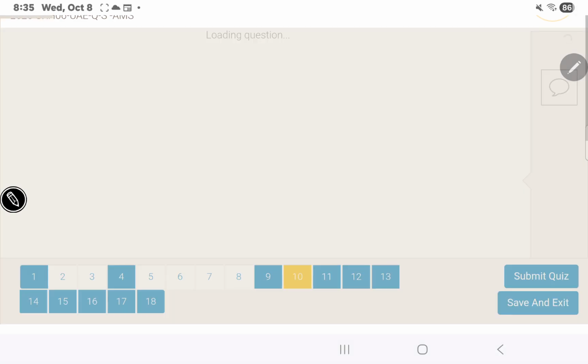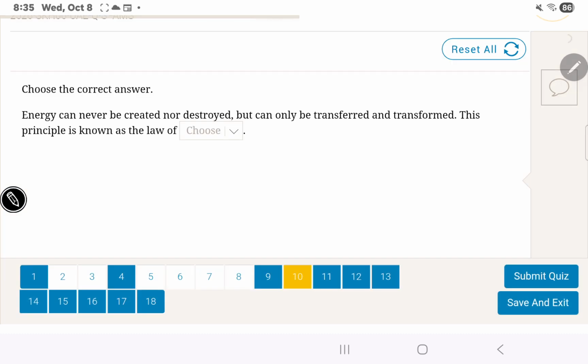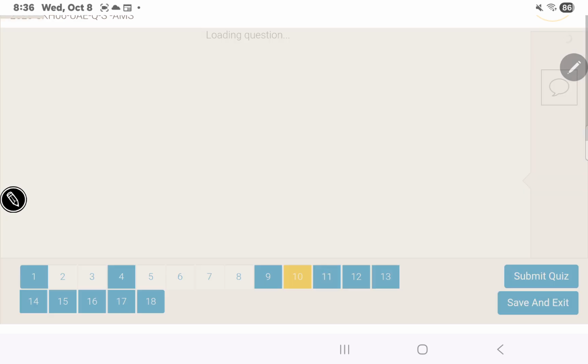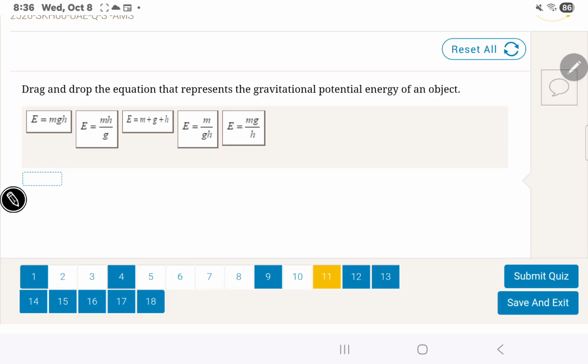Question number 10. Energy can never be created nor destroyed, but can only be transferred and transformed. This is the principle of conservation of energy. So you have to use conservation of energy. Question 11. Drag and drop the equation that represents the gravitational potential energy. As we said before, mgh.